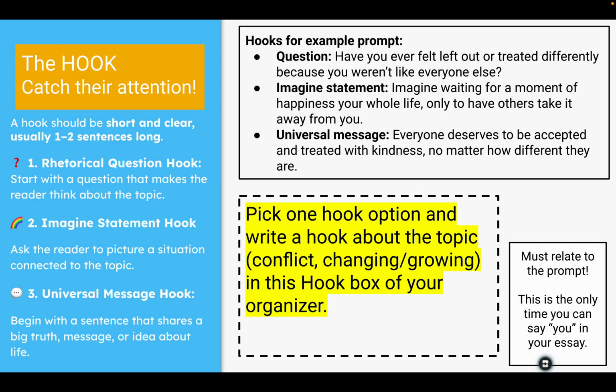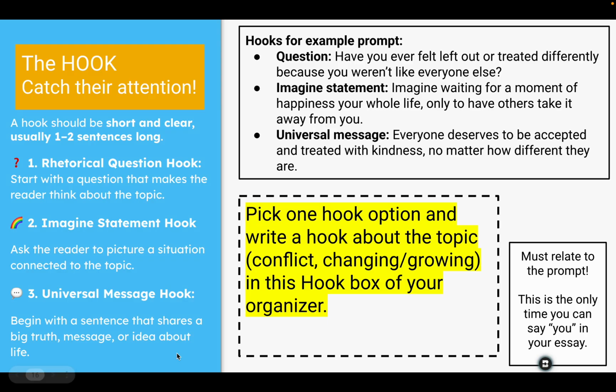The last part of your essay, really it's the very first sentence of your essay, but we're coming to this last, we're going from bottom to top, is the hook. The purpose of the hook is to catch the reader's attention. A hook should be short and clear, usually 1 to 2 sentences long. So, there's many types of hooks, but I gave you 3 on the blue side over here, and I want you to try one of them.